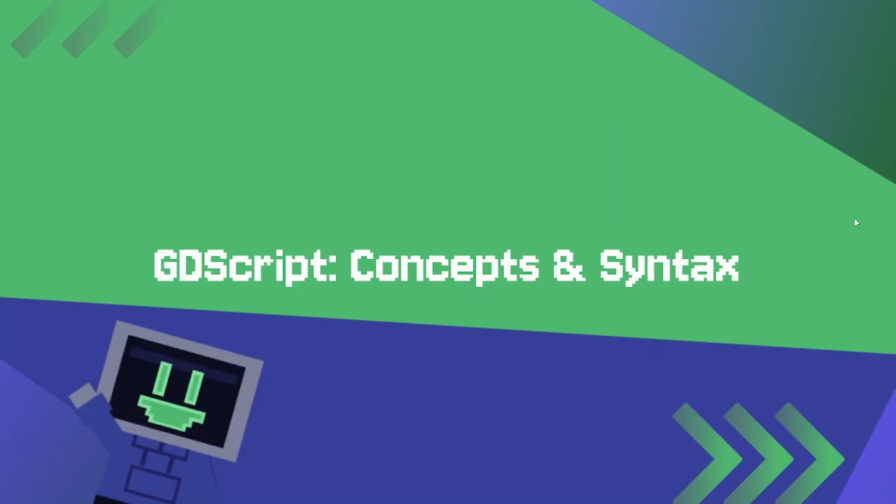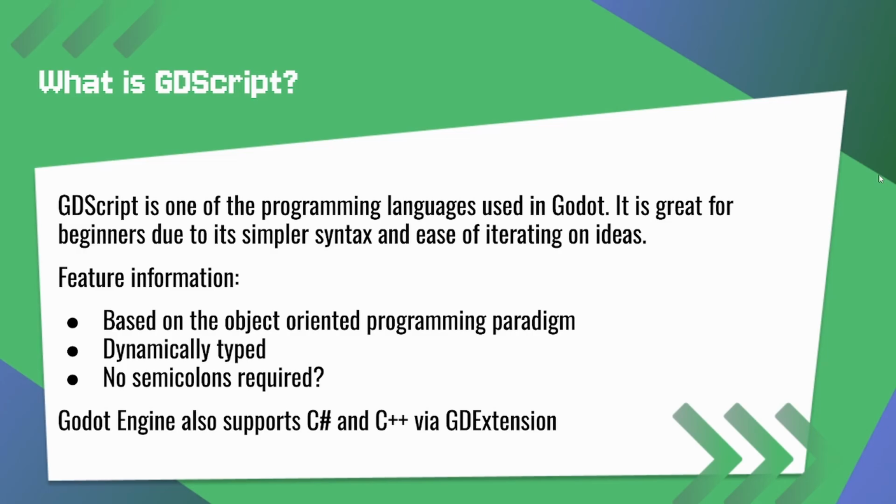All right, now we're going to go into what makes your game work, which is coding, GDScript. GDScript is the main programming language used in Godot. It's good for beginners because it has really simple syntax and it's really easy to iterate on your ideas. It's pretty similar to Python.